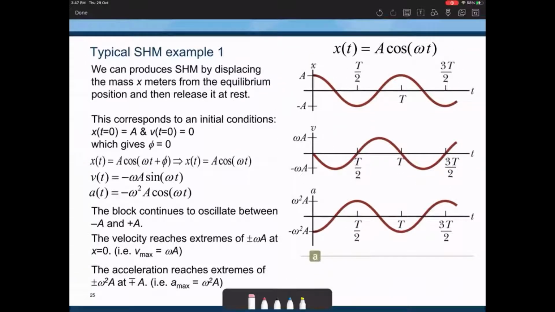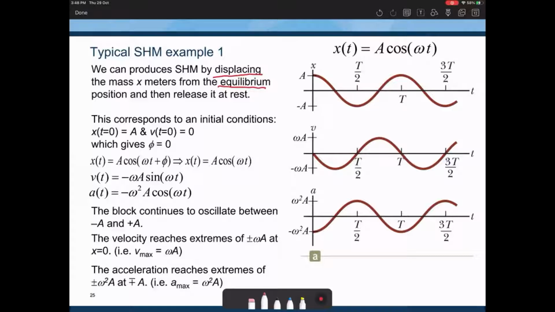In the last lesson, we went through two examples of simple harmonic motion, in particular in the spring and mass system. The first case is the spring that is displaced from the equilibrium point at the beginning and then released from rest.